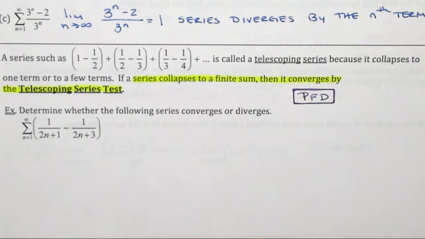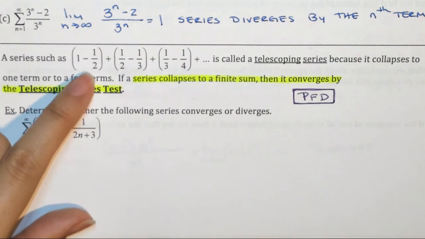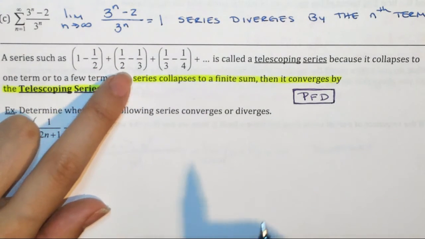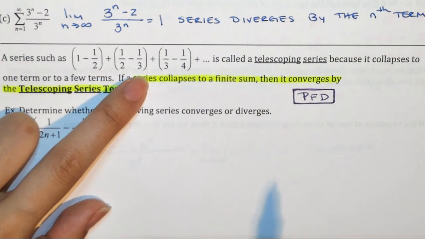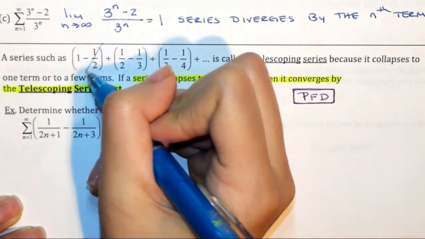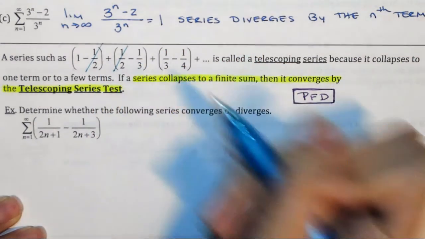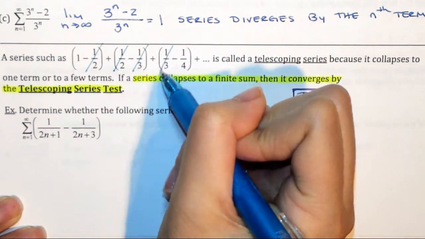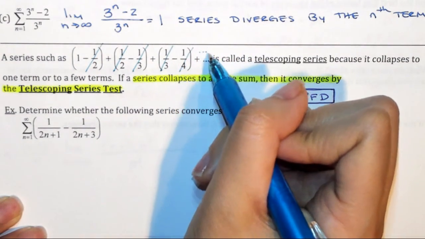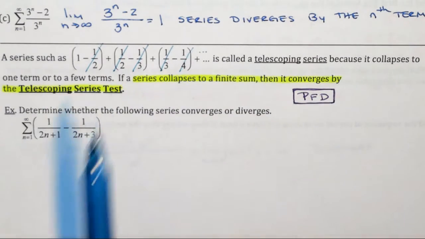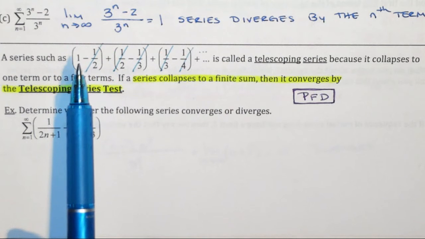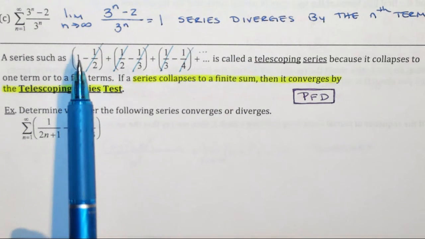For example, if you look at this problem up at the top, you have 1 minus 1/2, and then the next 2 terms are plus 1/2 minus 1/3. The next 2 terms are plus 1/3 minus 1/4. So you see that the negative 1/2 and the positive 1/2 end up canceling. And then the minus 1/3 and the plus 1/3 end up canceling. And the minus 1/4 and the next term, the plus 1/4, would end up canceling. So as you go to infinity, you are only left with a few terms. And the few terms that you're left with in this one is just a 1.